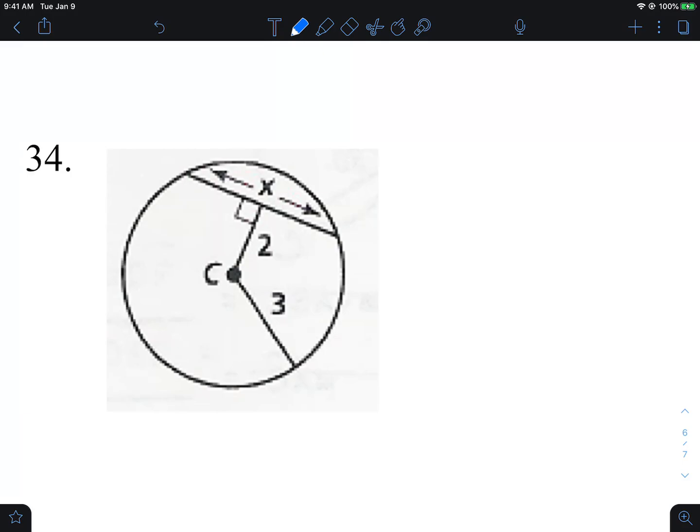Number 34 is going to be pretty similar to one we worked on on the previous page. Instead of calling this whole thing x and then just this half piece 1/2 x, I'm going to call it a y for a moment. And then I'm going to redraw the radius of 3. And then we'll go y squared plus 2 squared equals 3 squared.